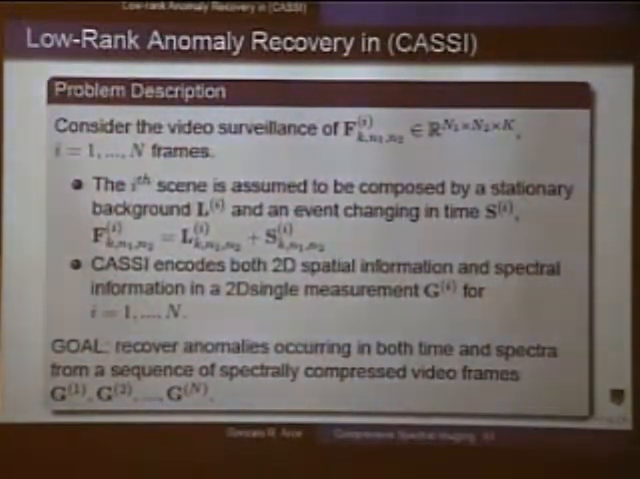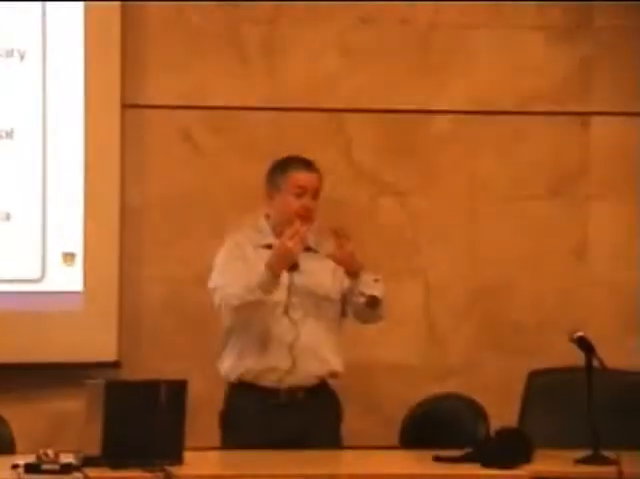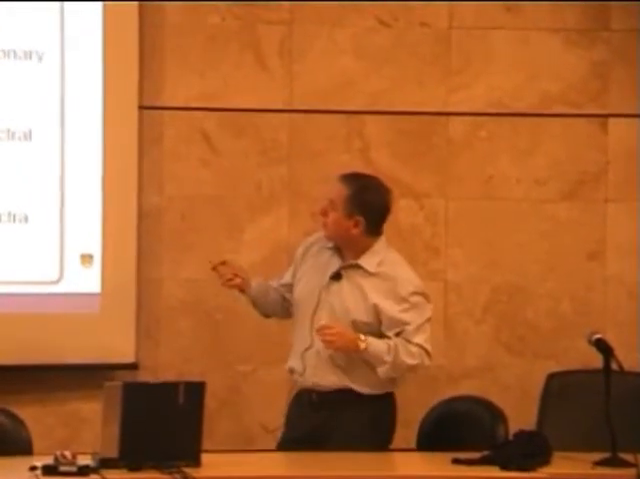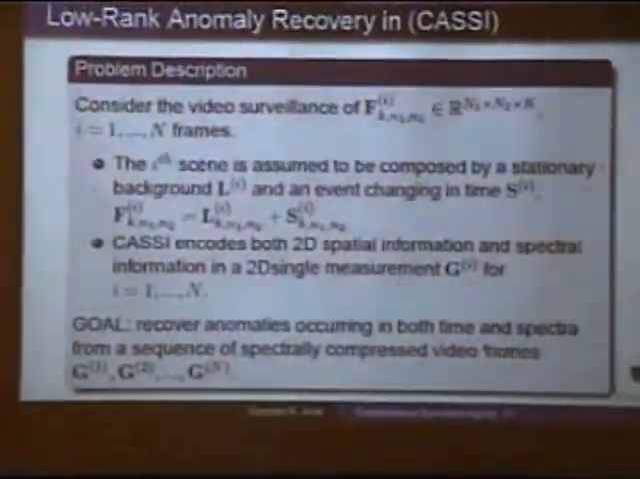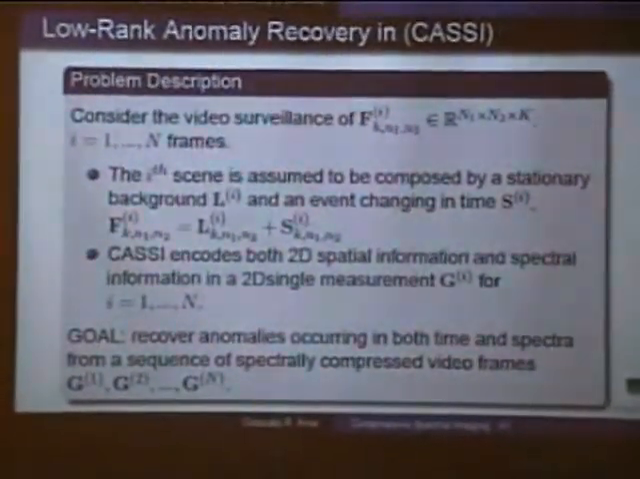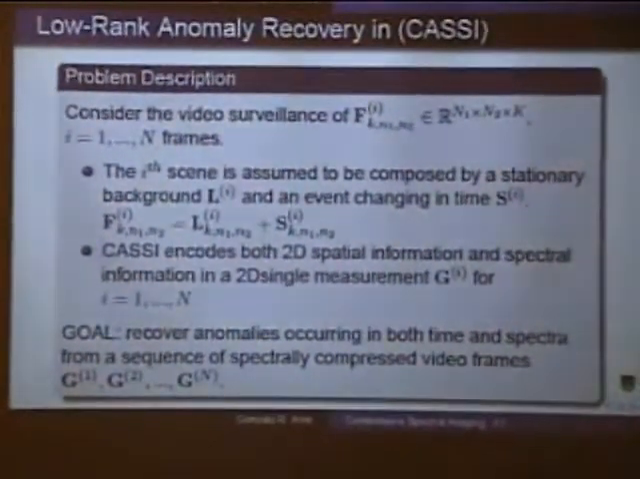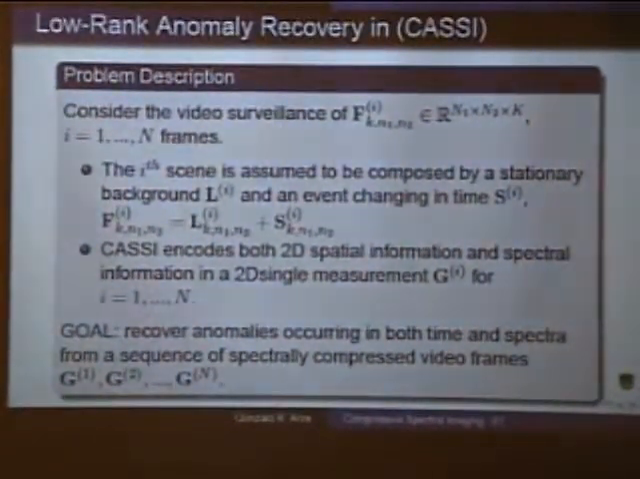Here we have a video surveillance problem, and you have this cube. So we have image cubes. So the data is N1 by N2 by K. This is the X dimension, Y dimension, and the spectral dimension. So every time we observe not just the two-dimensional video, but we have two-dimensional and spectral at the same time. The scene is supposed to be composed of a stationary background and an event changing in time.